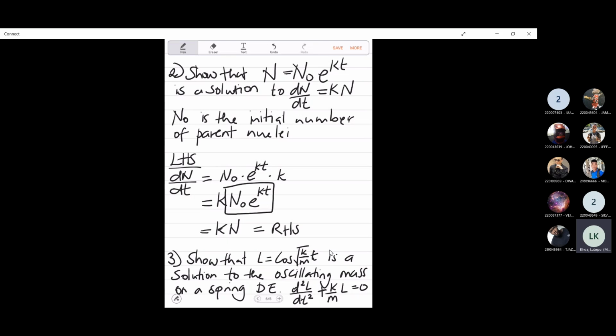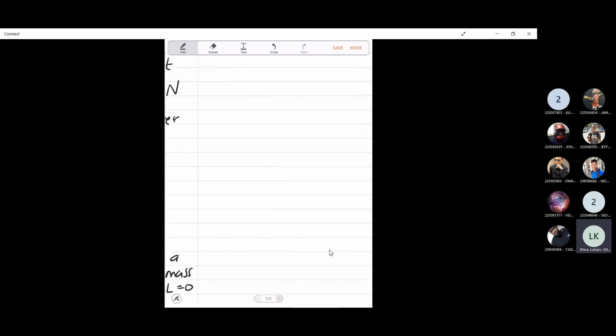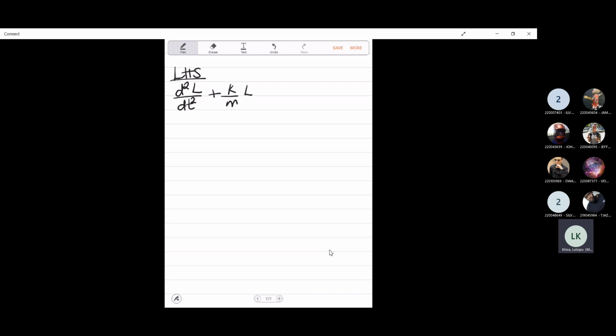Okay, and the way we do it is just like we did the previous two. You have your left-hand side, you work on it, and show that the answer is what you have on the other side. So we're working on the left-hand side. On the left-hand side, we have d²L/dt² plus k over m L. This is what we have.